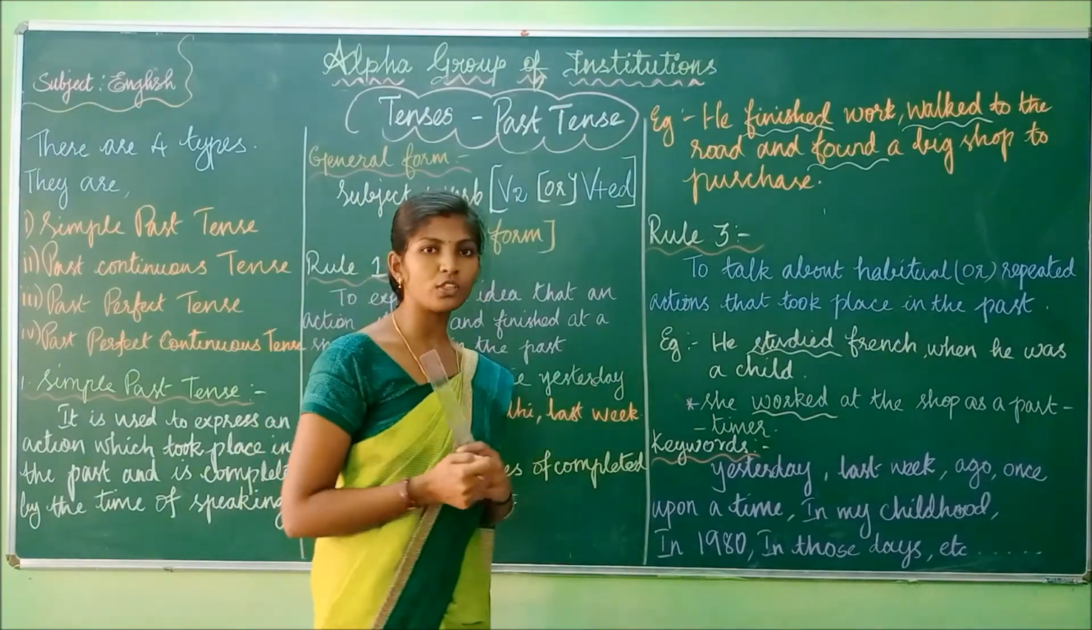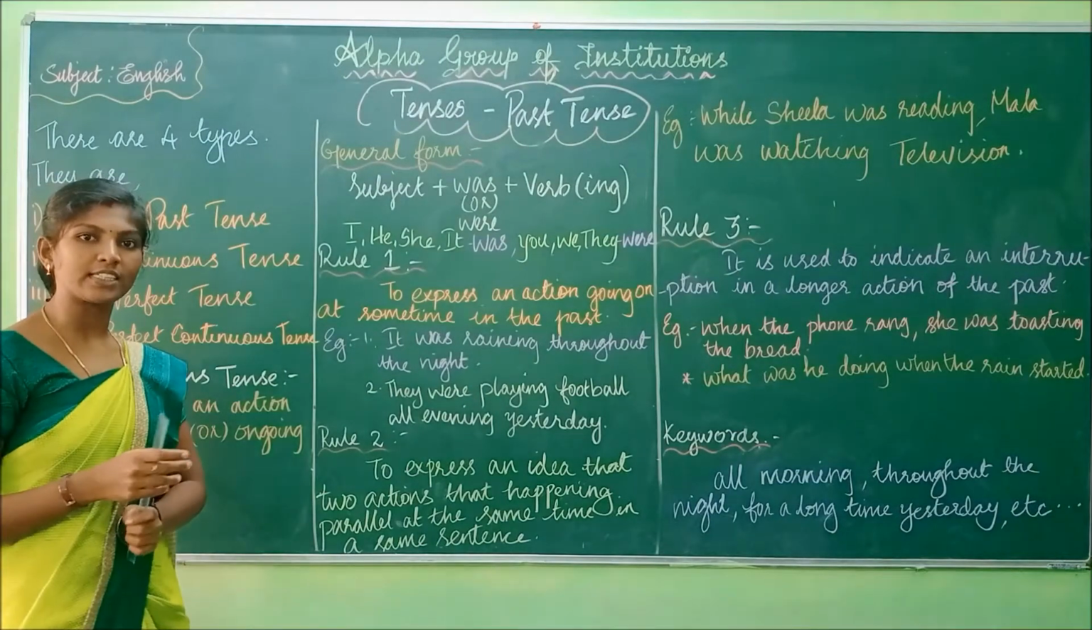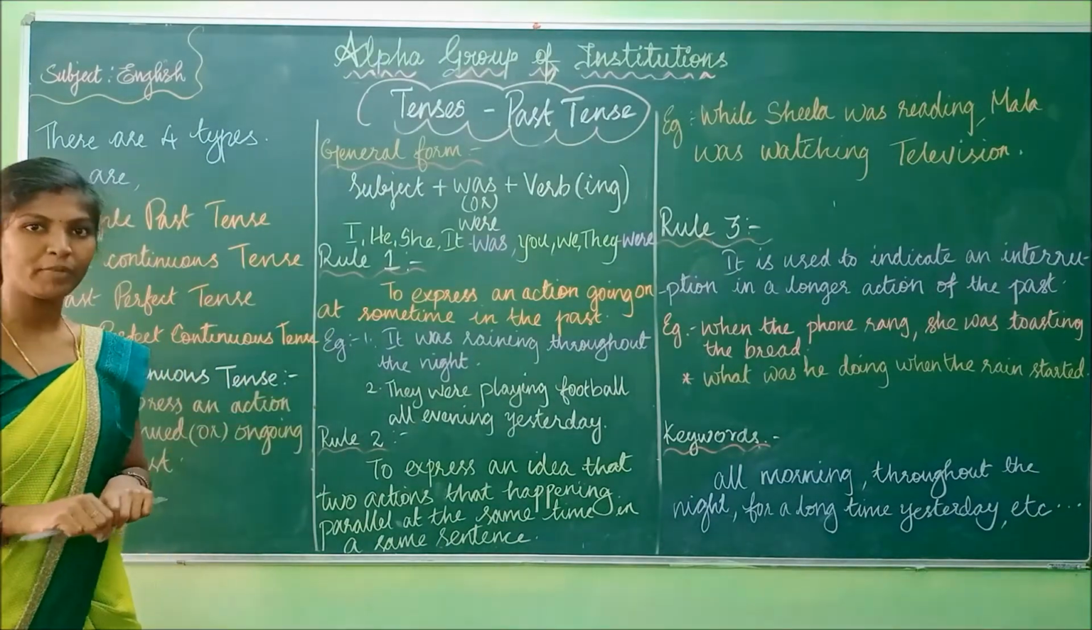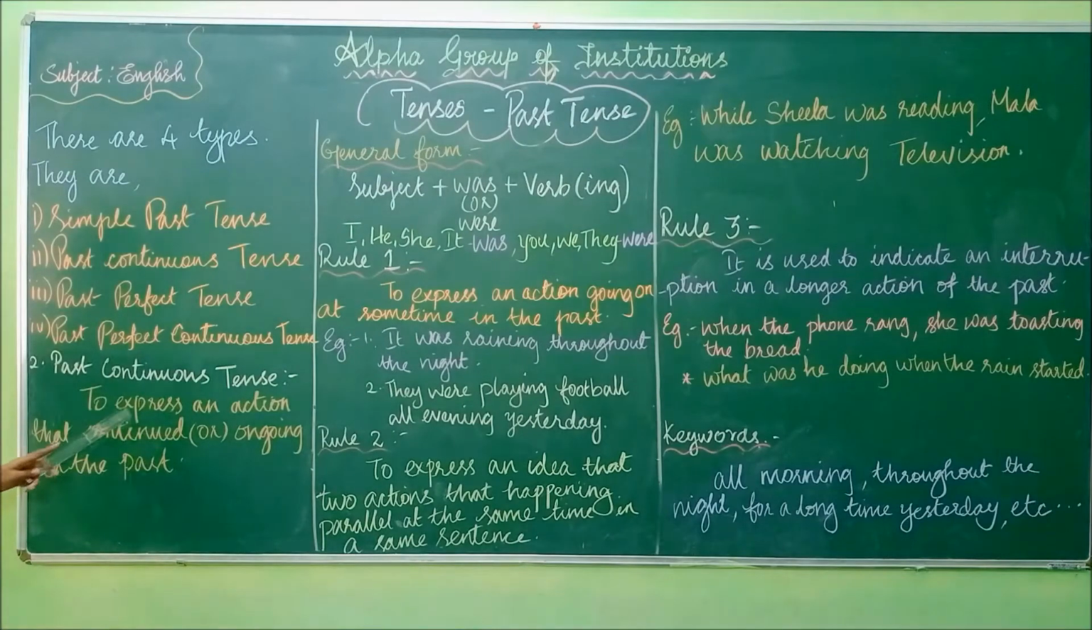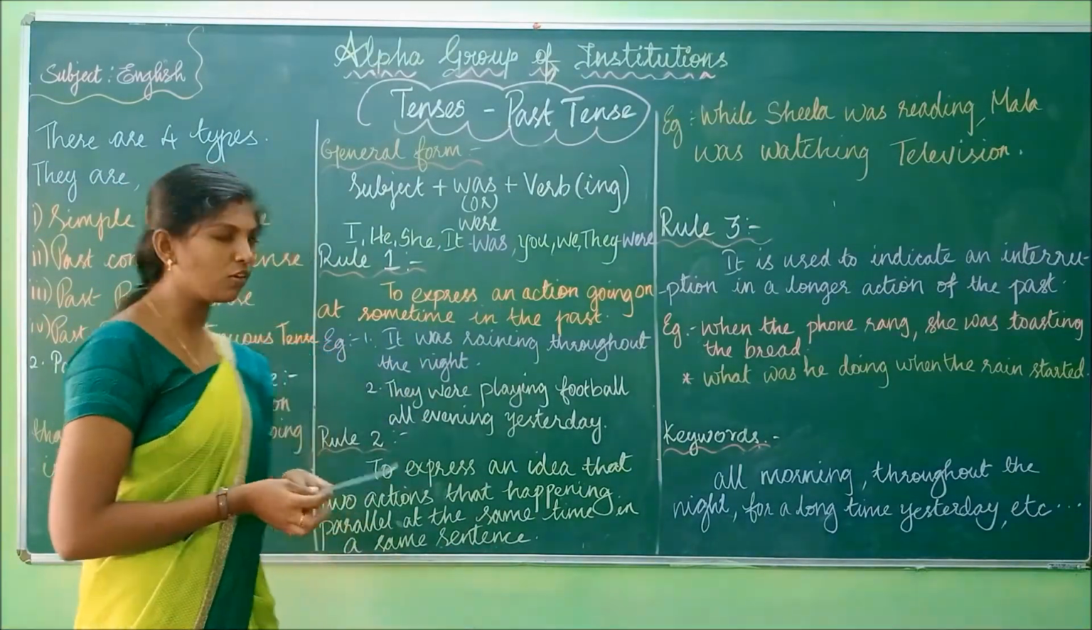Okay, so next we move on to past continuous tense. The definition of past continuous tense is to express an action that continued or was ongoing in the past. In simple past tense we are saying to express an action that completed at a particular time in the past. But here, to express an action that continued for some period of time. So that continued or ongoing in the past. It was going on. It was happening. Okay.